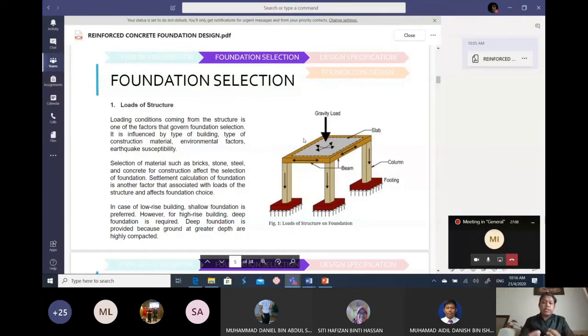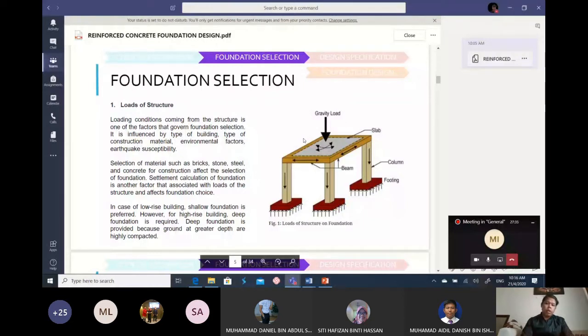Selection of materials such as brick, stone, steel, and concrete for construction also affects the selection of the foundation, because it will reflect in the settlement calculation of the foundation, which is another factor associated with the load of the structure. So the material that you're going to use for your superstructure also affects the type of footing or foundation that you're going to design.